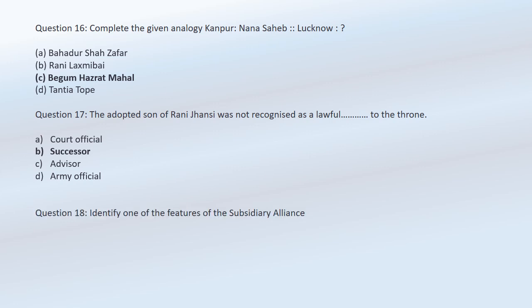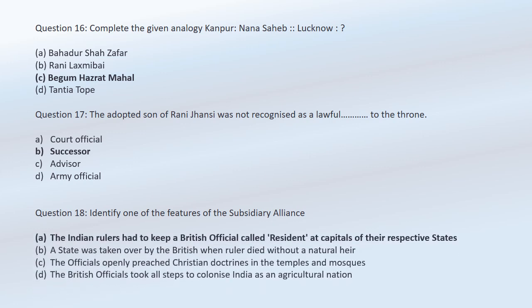Question 18. Identify one of the features of subsidiary alliance. A. The Indian rulers had to keep a British official called resident at capitals of their respective states. B. A state was taken over by British when ruler died without a natural heir. C. The officials openly preached Christian doctrines in the temples and mosques. D. The British officials took all steps to colonize India as an agricultural nation. Option A is the right answer. The Indian rulers had to keep a British official called resident at the capitals of their respective states is one of the important features of subsidiary alliance.